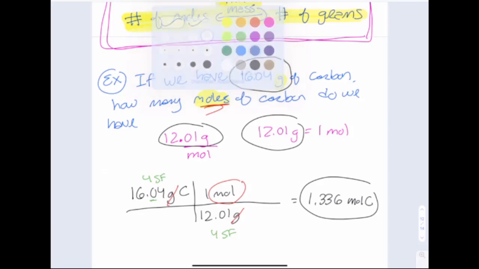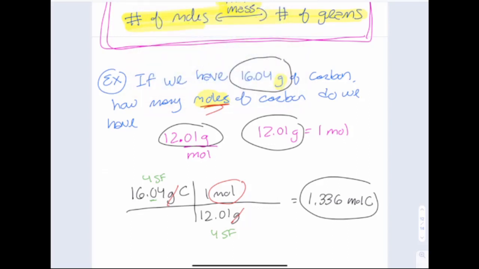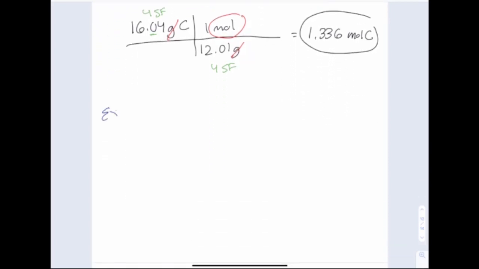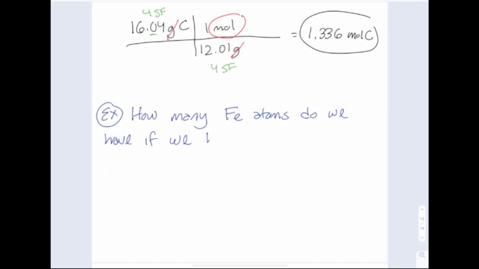So let's do a few more examples. This video is really just going to be a lot of examples going through this. So our next one. How many iron atoms do we have if we have, let's say, 1.03 moles of iron?